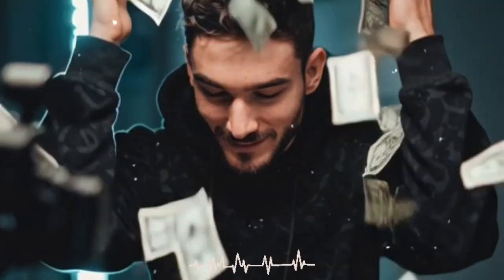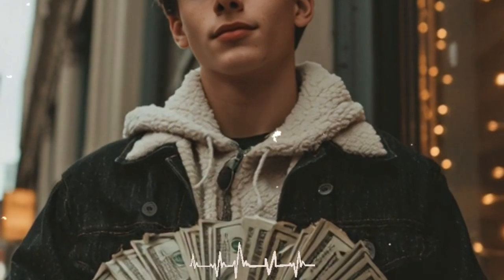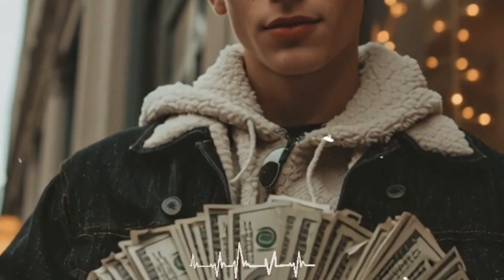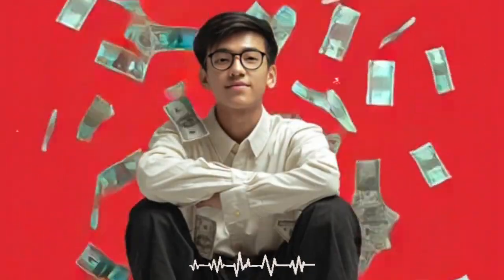And this brings us to another term you've probably heard, CPM. This is where folks get confused, so the easiest way to think about it is with a pie. CPM, or cost per mille, is the whole pie. It's what an advertiser pays to get their ad shown. But your RPM, that's your slice of that pie. It's what's left for you. And that's why your RPM is the number you need to be watching.